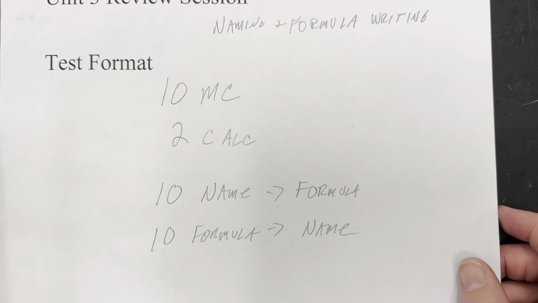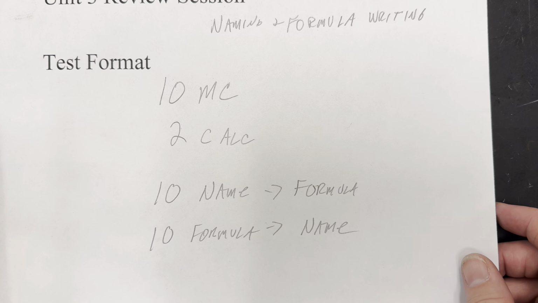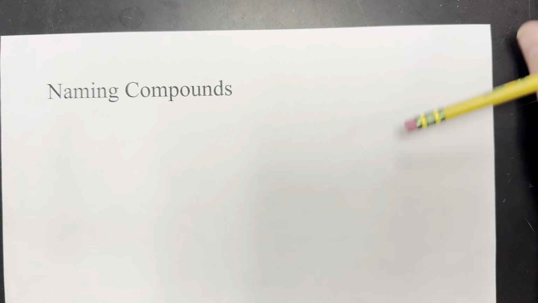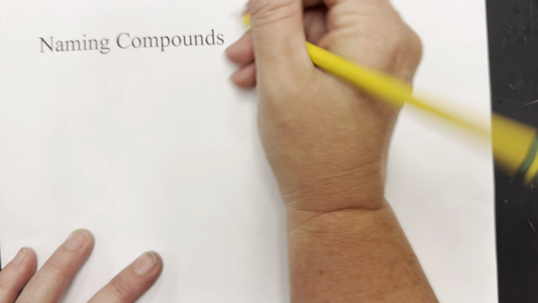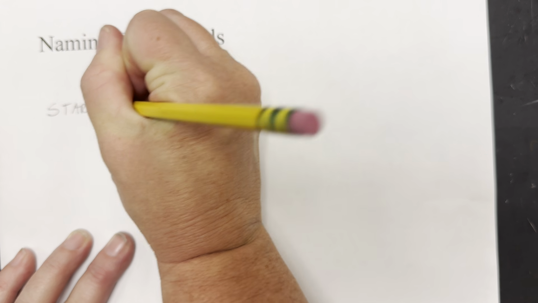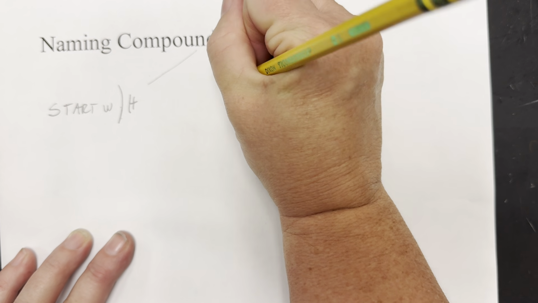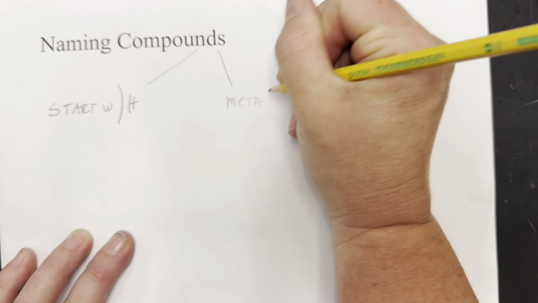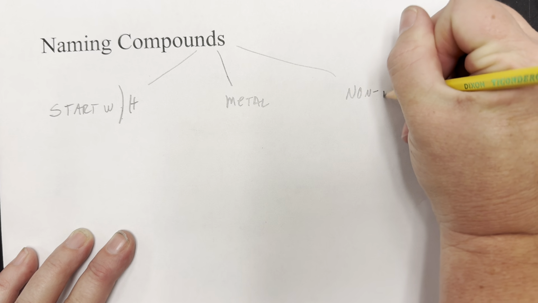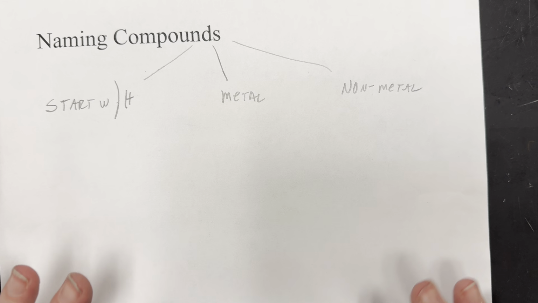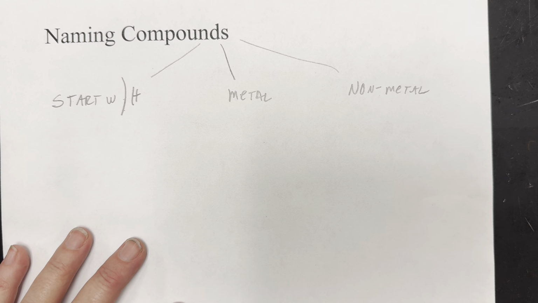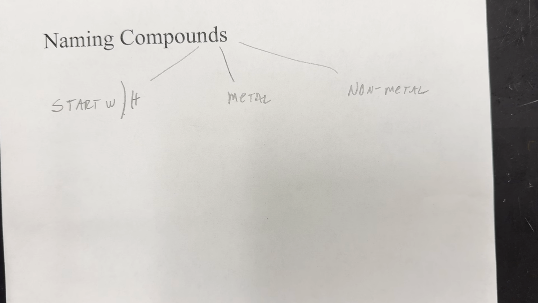Let's talk a little bit before we get into the actual practice problems, just about naming compounds in general. All right, when you are given a compound, you should ask yourself the following questions. Whatever this compound is going to be, does this compound start with a hydrogen? Is it a metal? Or is it a non-metal? Those are really the options that we are dealing with, okay? So, starting with hydrogen, and it's not water, it's not H2O.